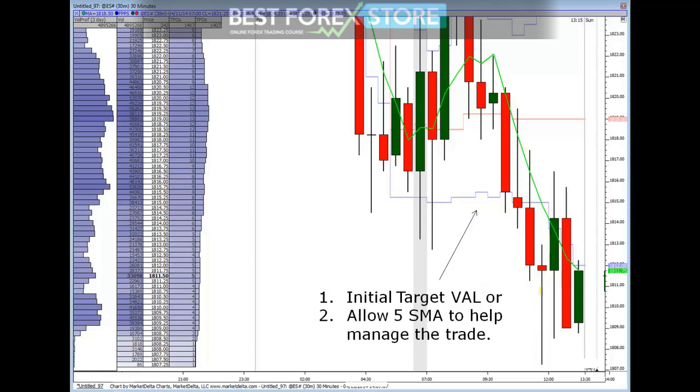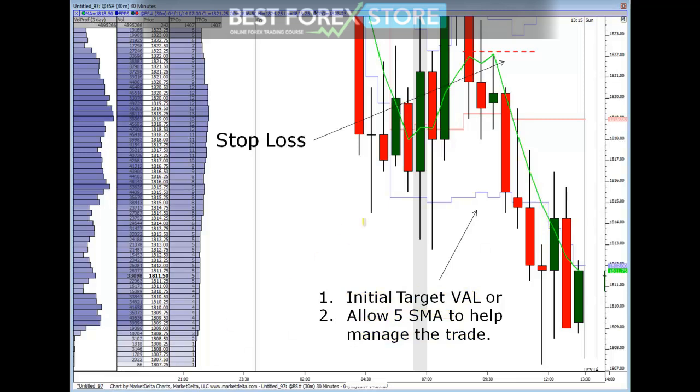The initial target, the value area low, is when I would begin to take some of my profits. Or it could be when I would exit the position altogether. However, in order not to limit my gains, I could allow the 5 simple moving average to help me manage the trade. What do we mean by that? Well, we've talked about this before. As we continue to close below the 5 simple moving average and the 5 simple moving average continues to slope downwards, I should be comfortable staying in the trade a little bit longer to capture more profits.